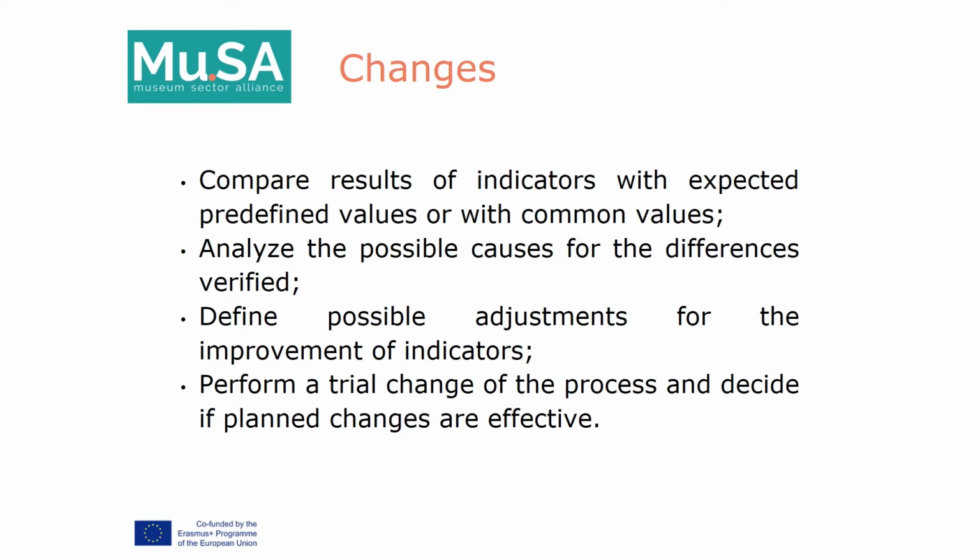The other aspect that will help you define the changes to improve your own online community management is to analyze the causes for the differences that you found. What were the reasons why you didn't reach your targets or you overpassed your targets? It depends on the evaluation, but it is fundamental to understand what happened. And of course, when you understand what happened, you can define the adjustments to improve these indicators.